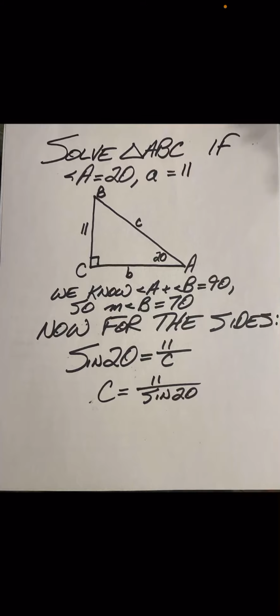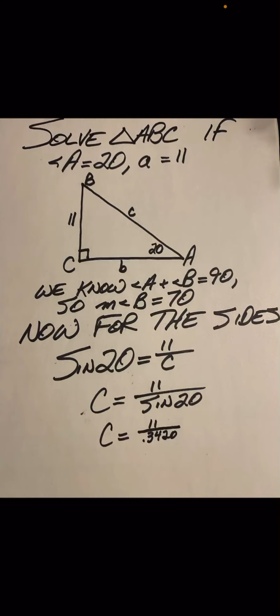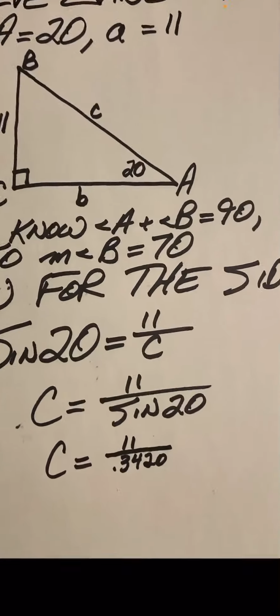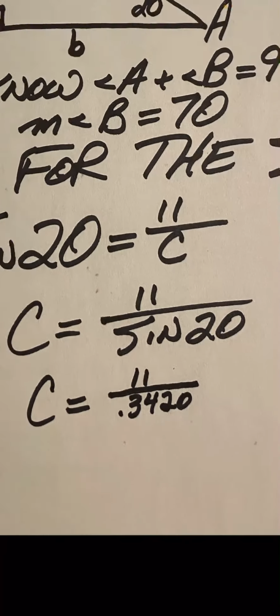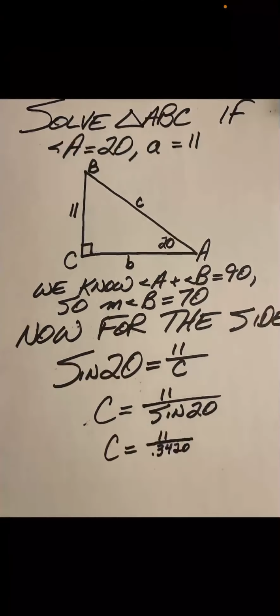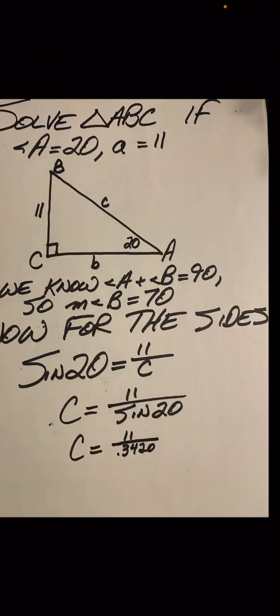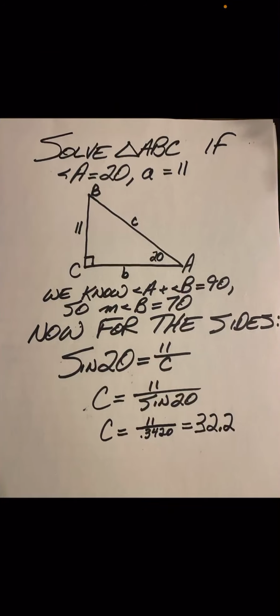Then I'm going to use my calculator. And my calculator said that the sine of 20 was 0.3420. Then I'm going to punch in my calculator 11 divided by 0.3420 and get C to be 32.2. Now that's not degrees, because that's the side of a triangle. So that's like inches or feet, you know. Okay, so 32.2 feet, we could say that is.